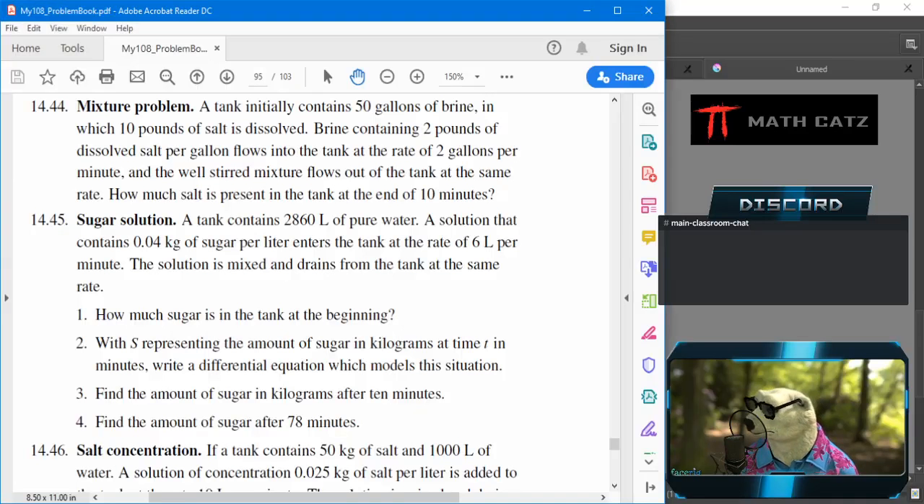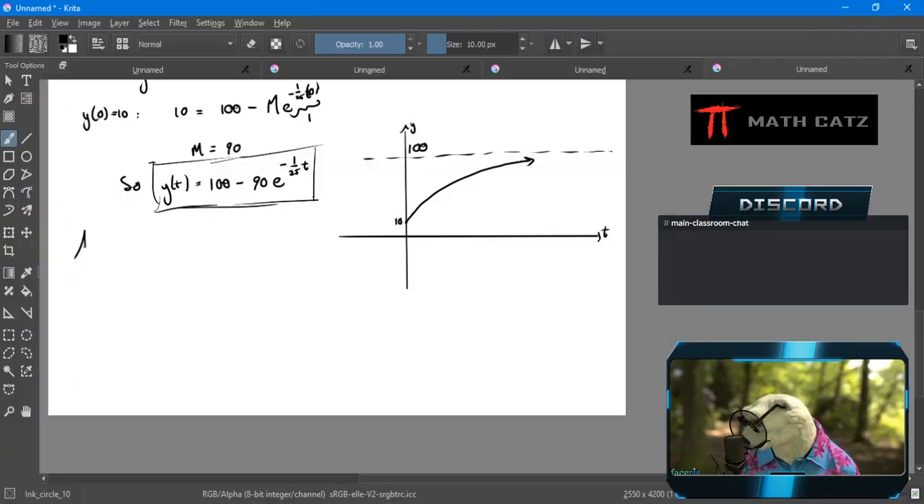Now, what are they asking? They are asking for how much salt is present in the tank at the end of 10 minutes. So after 10 minutes, we simply plug in 10 for t, and what do we get?